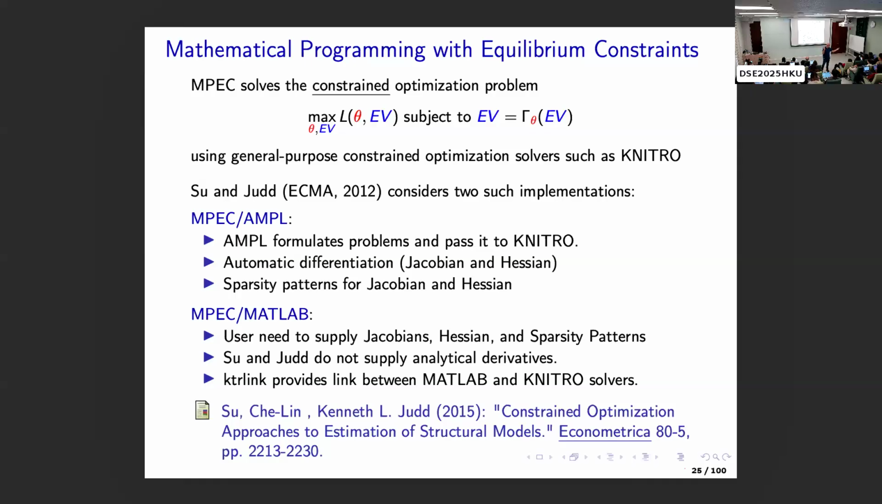Like we have a finite number of them because we have discretized the state space into say 90 points. So we have 90 additional variables. We could just treat them as parameters and then make sure that the expected values that we are choosing satisfy the Bellman equation. So that's the same thing. That's what Su and Judd propose.